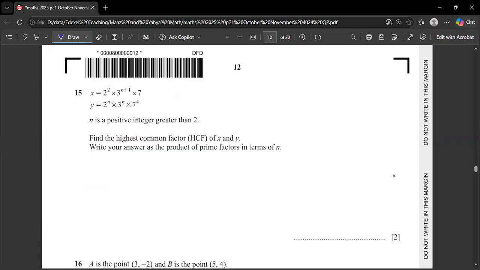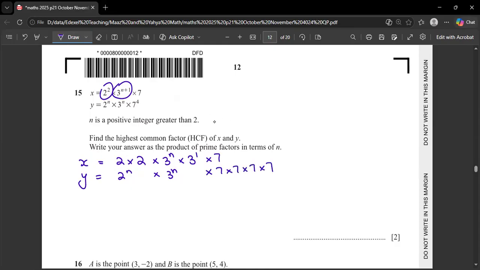First of all, what we can do is expand. We can write the numbers by expanding them. Since we know that 2 to the power 2 is 2 times 2, and can I also write 3 to the power n plus 1 as 3 to the power n and 3 to the power 1, right? And then 7. Now we have y here. So I can write 2 to the power n, 3 to the power n, and 7 to the power 4. So this can also be written like this: 7 times 7 times 7 times 7, right?